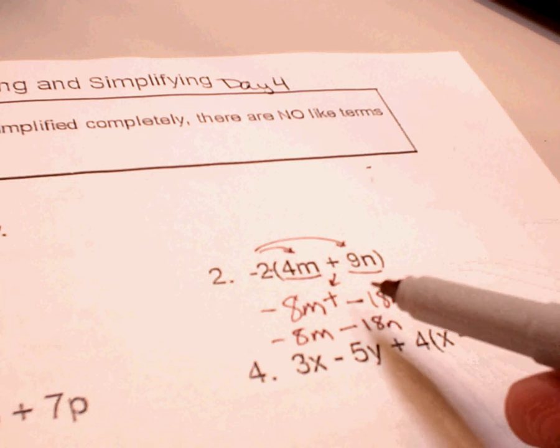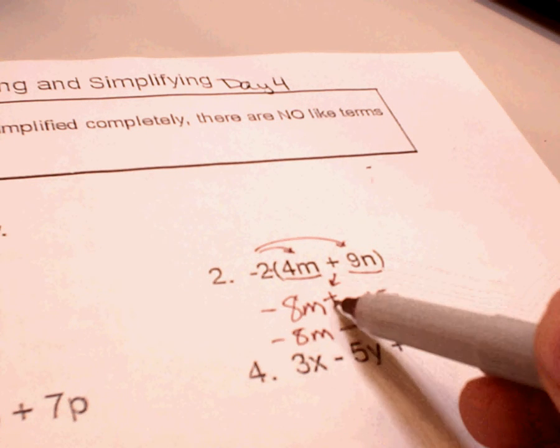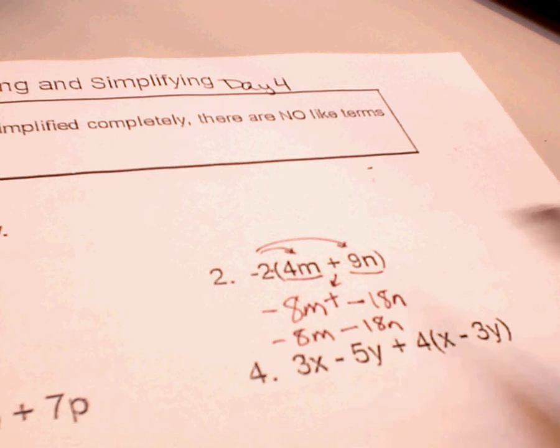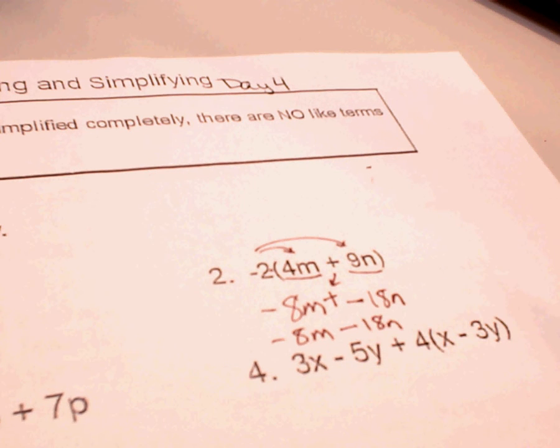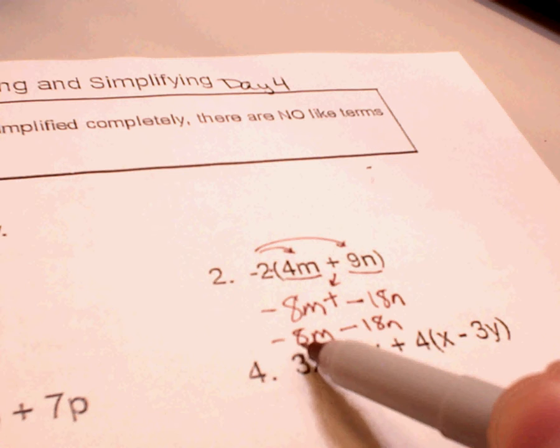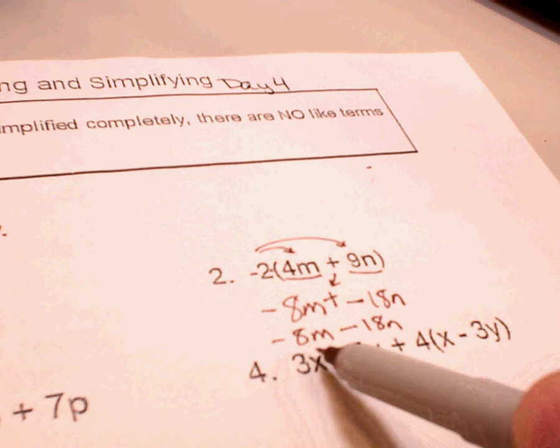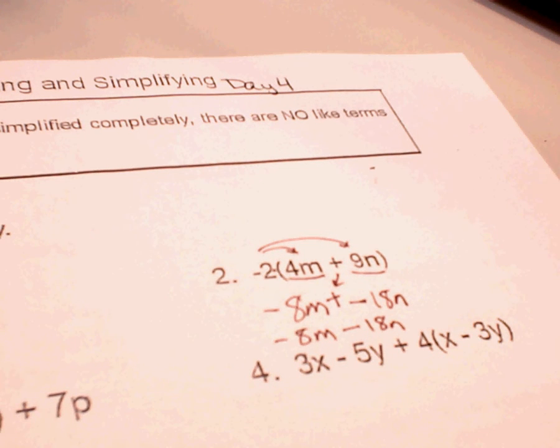Let me repeat that part. We have the addition sign copied down, and adding a negative is subtraction, so my final answer would look like negative 8m minus 18n.